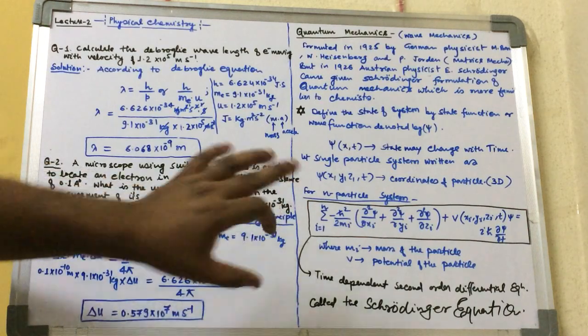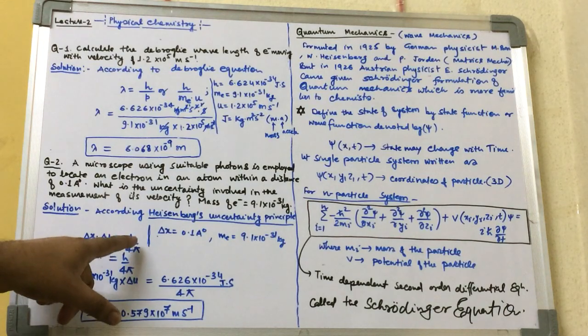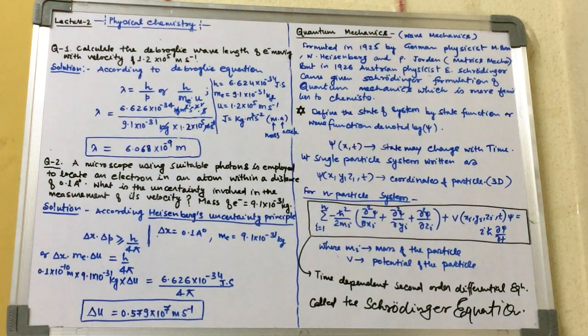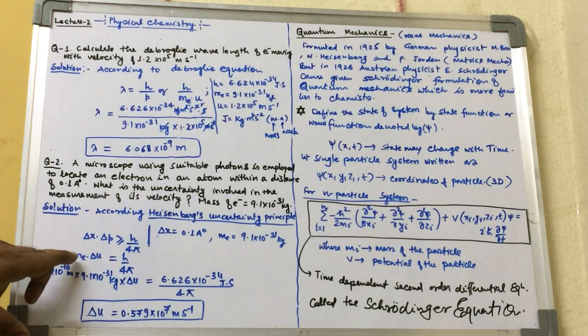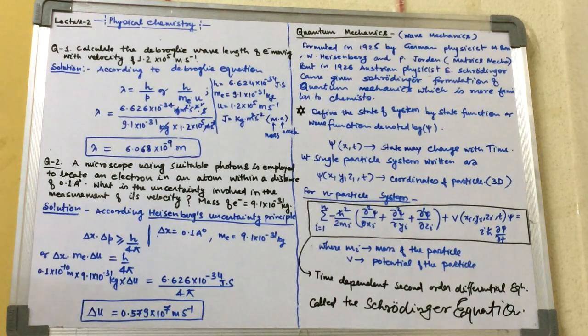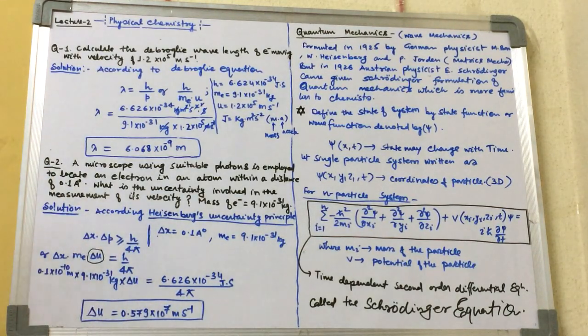According to the Heisenberg uncertainty principle, as we know, delta x into delta p is greater than or equal to h upon 4 pi, where h is the Planck constant. Delta x is the position of the particle and delta p is the momentum. Here we can also write p as m into v, so mass of the electron into delta u. Here we will find the value of delta u.